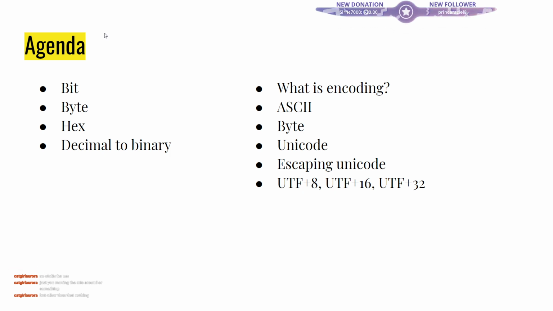So the agenda of today is to talk about the very basics of what makes data and the numbers with which our computers operate, and about encodings, what kind of encodings there are, what are the differences, and how do we actually do that in C#.